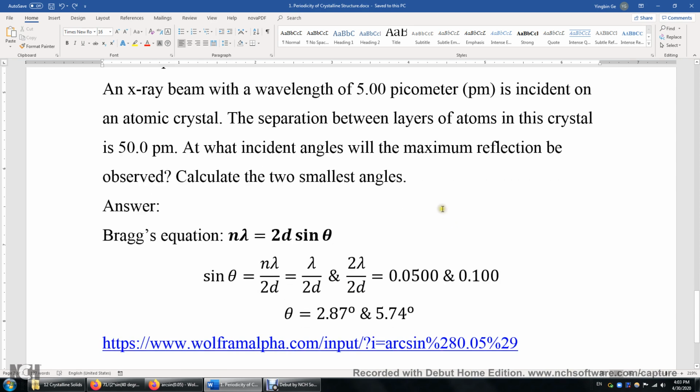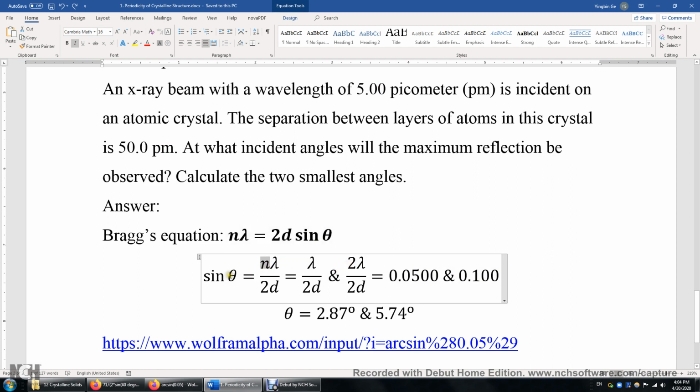So why did I bother to give 5.00 and 50.0? I just want to ensure that you understand the importance of significant figures in science. So we have three sig figs, so the result should contain three figures. Therefore, sine theta is 0.0500 and 0.100 when this integer is 1 and 2 respectively.